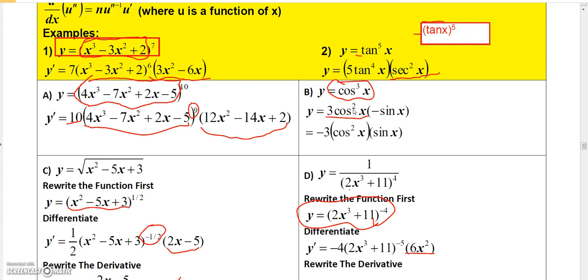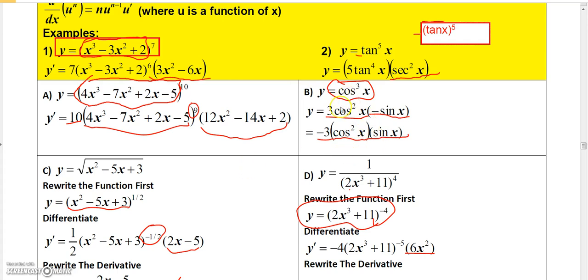But then remember, you have to multiply by the inside, and the inside is really cosine x. So we multiply by the derivative of cosine x, and we get minus sine x. So that's going to be 3 cosine squared x times minus sine x, and here I just put the minus over here and made it minus 3 times cosine squared x times sine x.